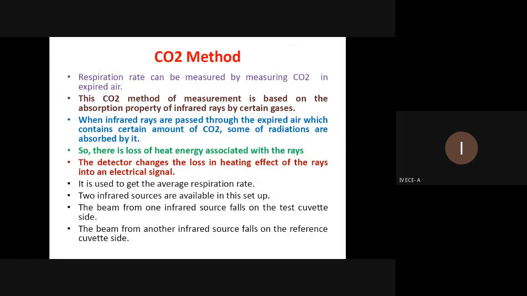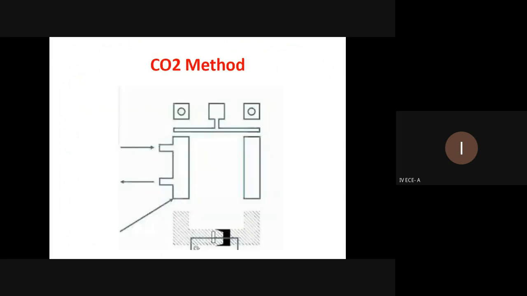Then the CO2 method. Respiration rate can be measured by measuring CO2. CO2 measurement is based on the absorption property of infrared rays by certain gases. When infrared rays are passed through the expired air, which contains a certain amount of CO2, some of the radiation is absorbed by it. So there is a loss of heat energy associated with the rays. The detector changes the loss in heating effect of the rays into an electrical signal. It is used to get the average respiration rate. The beam from another infrared source falls on the reference side.